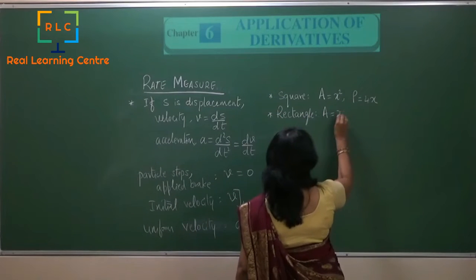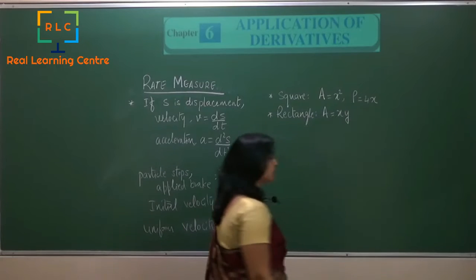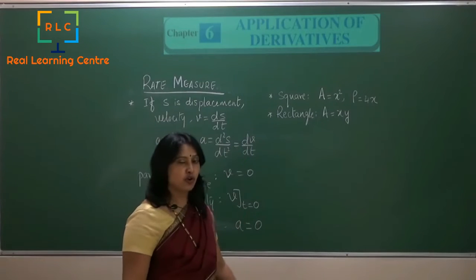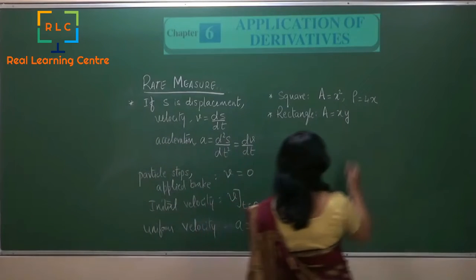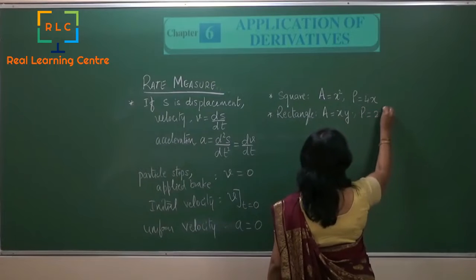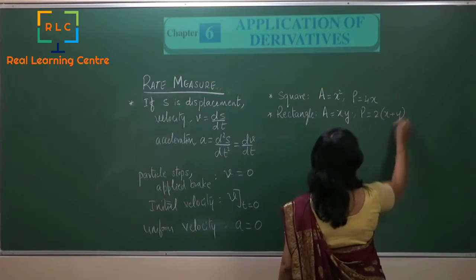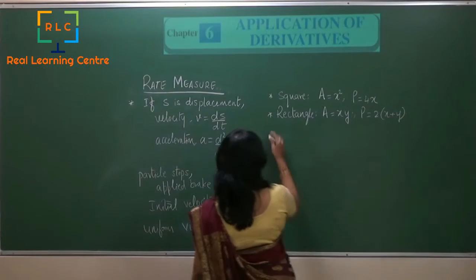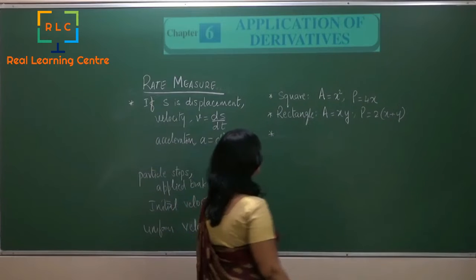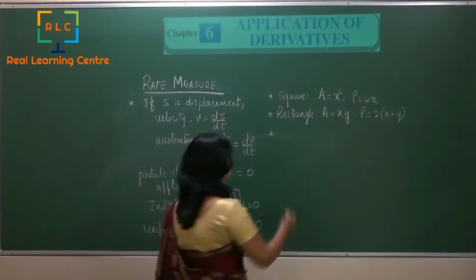Rectangle area is equal to x into y, where I am taking x as the length and y as the breadth, or vice versa. It's length into breadth. And what is its perimeter? Perimeter is 2 into (x plus y). Okay, after rectangle, next square, rectangle, let me talk about circle.